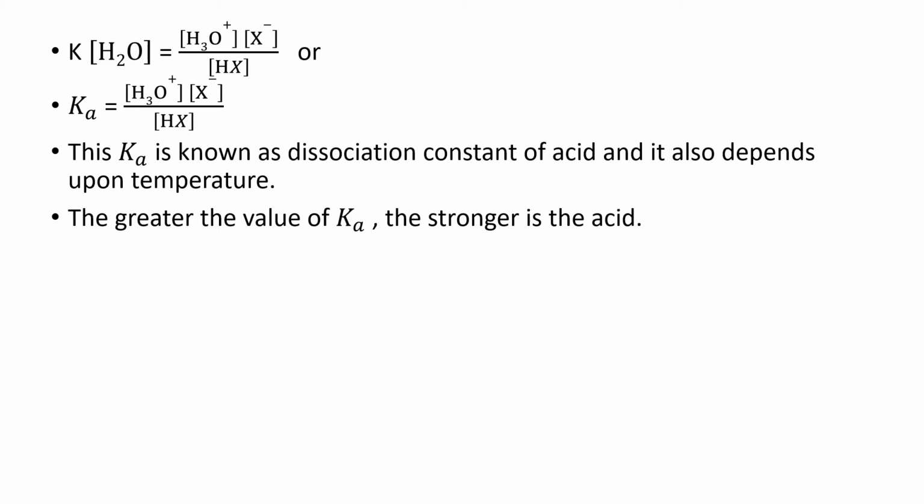The higher the value of temperature, the greater will be the Ka. Moreover, the higher value of Ka denotes a stronger acid. So the Ka value will be directly proportional to the strength of an acid. And what is it equal to? It is equal to the product of the molar concentrations of the conjugate acid and base, and in the denominator will be the molar concentration of the acid.